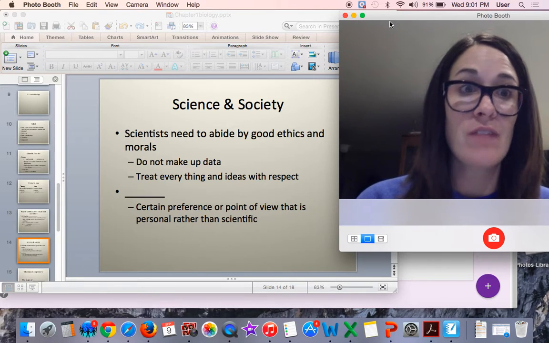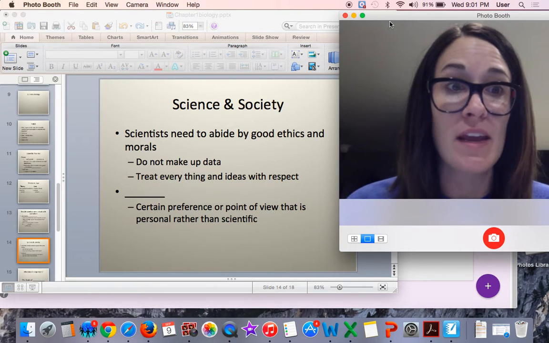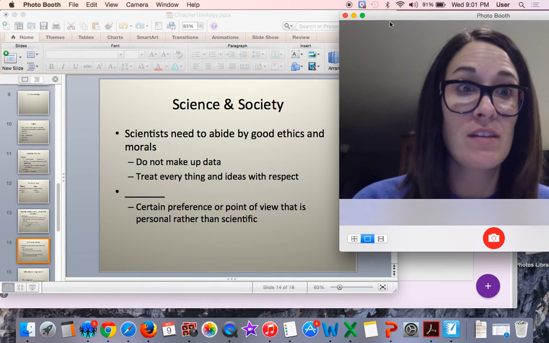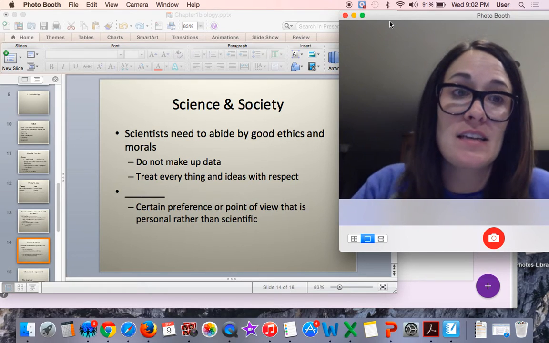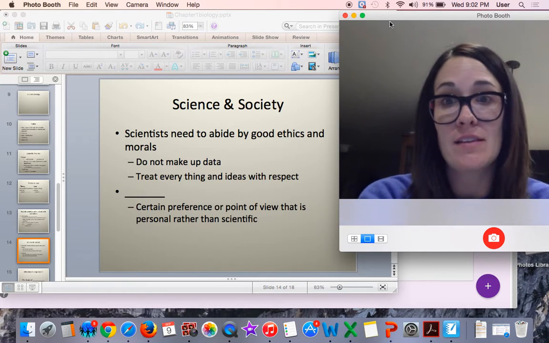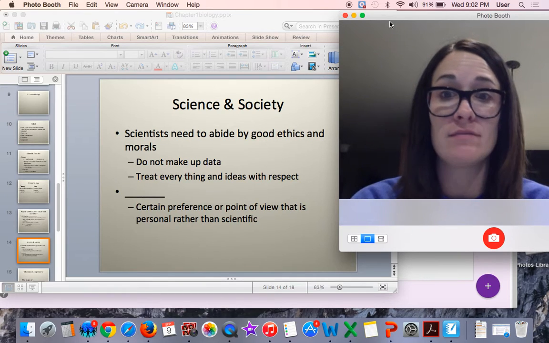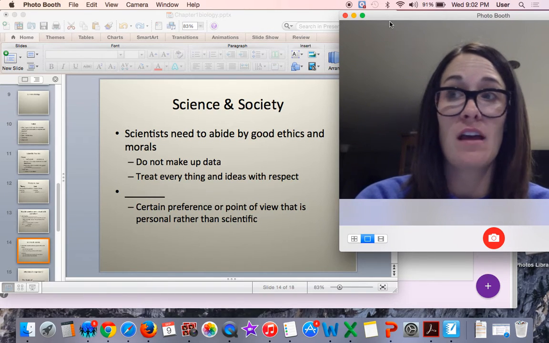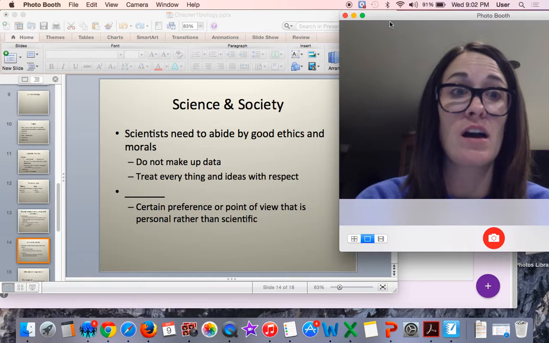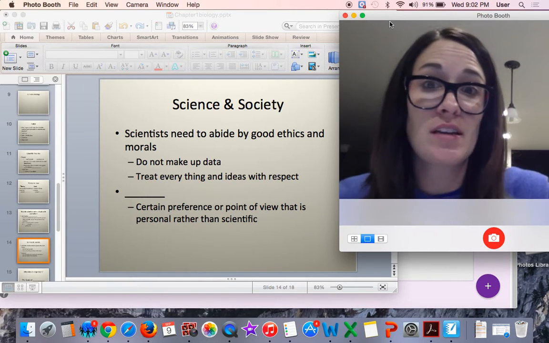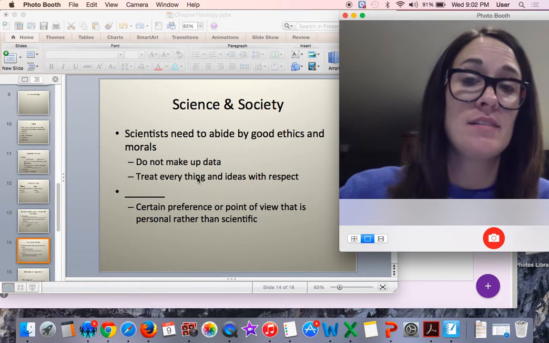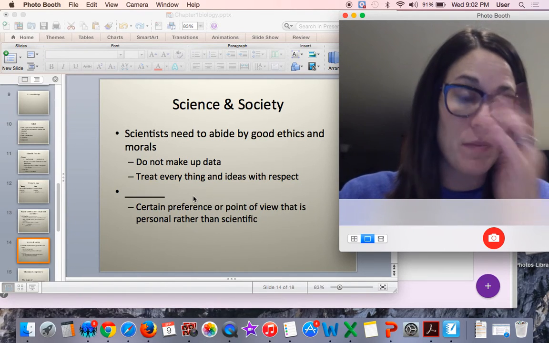So doctors have ethics, like they're not going to prescribe medication to someone that doesn't need that medication, right? Scientists also need to abide by ethics. They shouldn't be making up data. Scientists have been sued for this sort of thing. Doctors have been sued for practicing without a license. Also, they need to treat everything with respect.